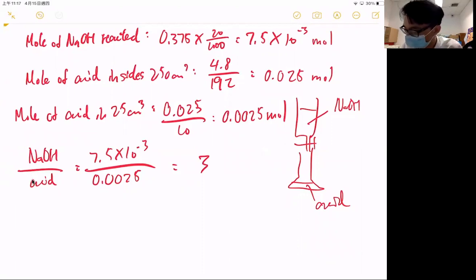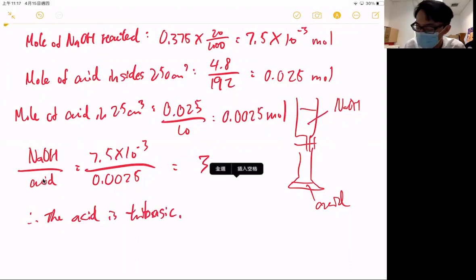So finally, we will know that the acid is tribasic, because one acid can react with 3 sodium hydroxide. In this case, the acid should have 3 ionizable protons. So that is how we calculate the basicity.